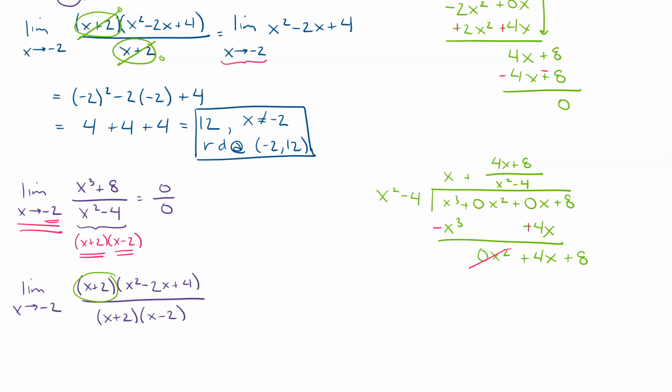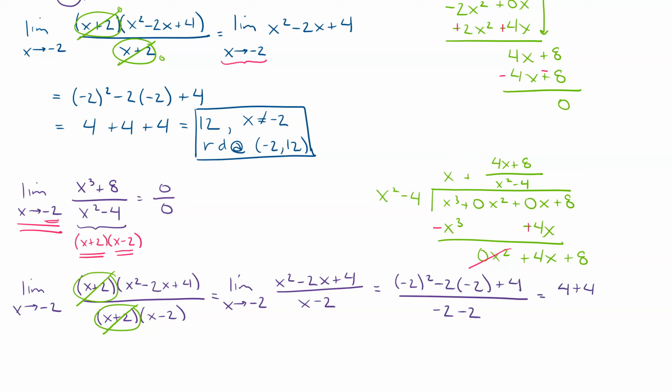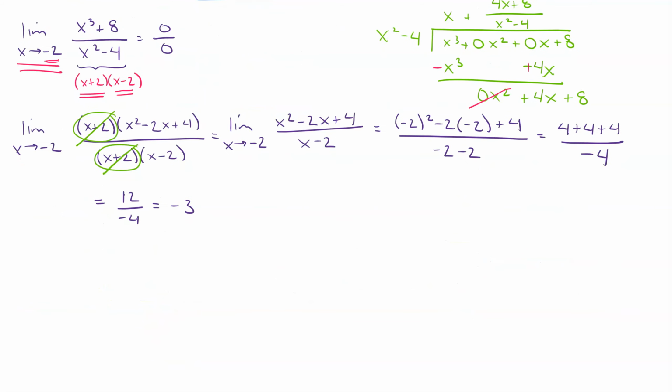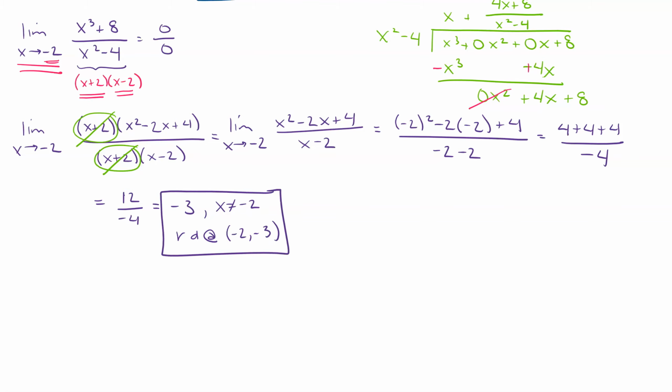So now we see the matching terms on the top and bottom that give us 0 that cause us a problem. So we cancel those out, we rewrite the limit, and then we substitute. We get a limit of negative 3 with a restriction that x can't be negative 2, and that means there's a removable discontinuity at negative 2, negative 3. Let's look at our next problem.